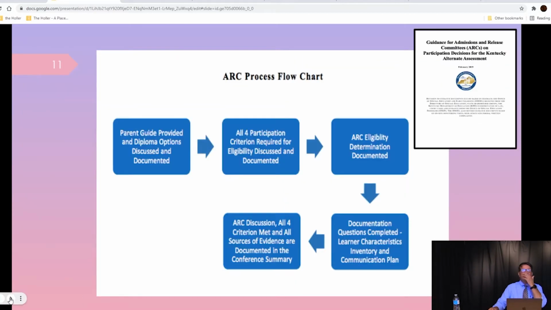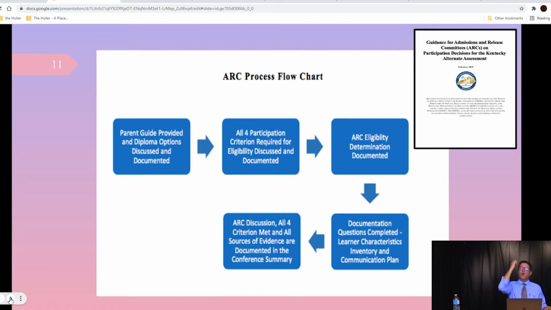And so here is the overall process flow chart: parent guide provided, and diploma options discussed and documented. So that's going to be the first thing. When we go to review files, and when the state looks into your files to see that the proper documentation has occurred, the first thing we're going to want is a discussion around the parent guide, when the parent guide was provided, and how we went about that, and whether we allowed all the ARC participants to ask questions around the diploma options, and discussed and documented that carefully, and also that we've discussed and documented that the parent understands the guide, the parent understands the diploma options, and that we've captured that discussion.